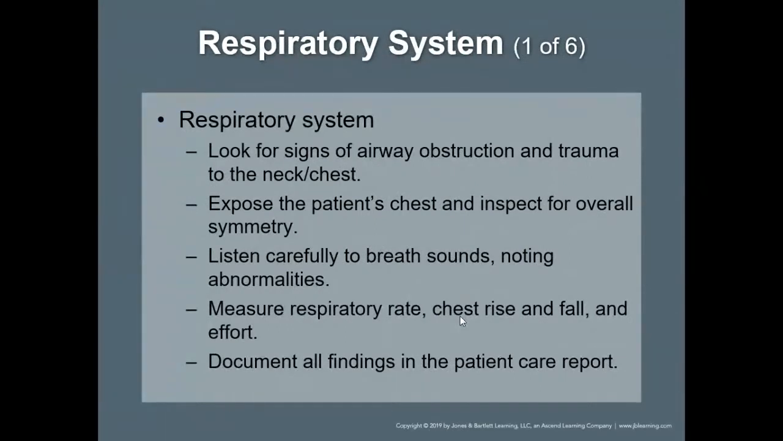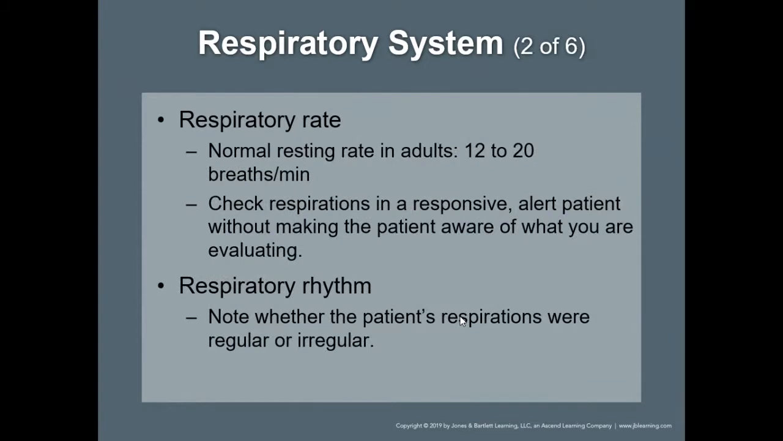Now, assessing the systems. Respiratory system. When we're assessing the respiratory system, look for signs of airway obstruction and trauma to the neck and chest. Expose the patient's chest and inspect for overall symmetry. Listen carefully to breath sounds, noting any abnormalities. Measure the respiratory rate, rhythm, quality, and depth. Whatever you have found, ensure that it is properly documented.